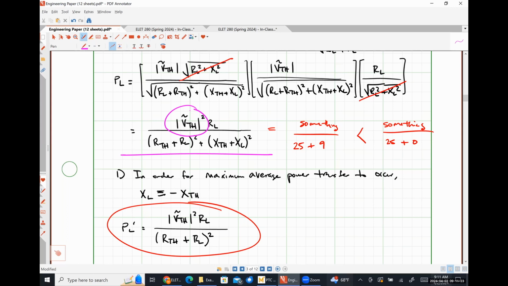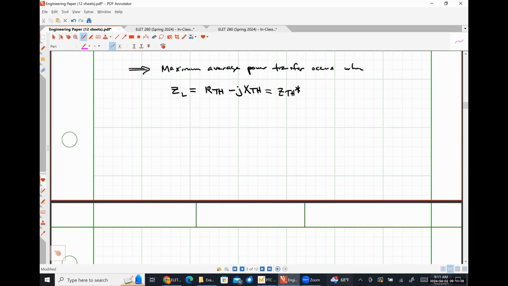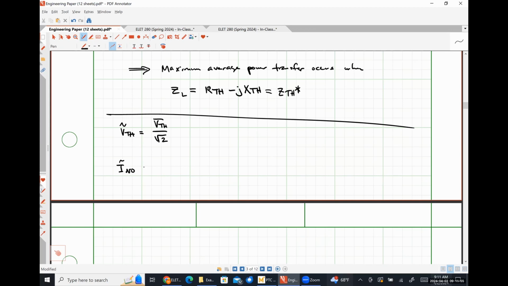So realistically, if we left it in terms, let me do something down here, right? This is an aside thing. So a couple of things here. Let's prove some stuff out just really quickly. So V Thevenin as an RMS phasor is just this V Thevenin over the square root of 2. And I Norton as an RMS phasor is just I Norton over square root of 2.